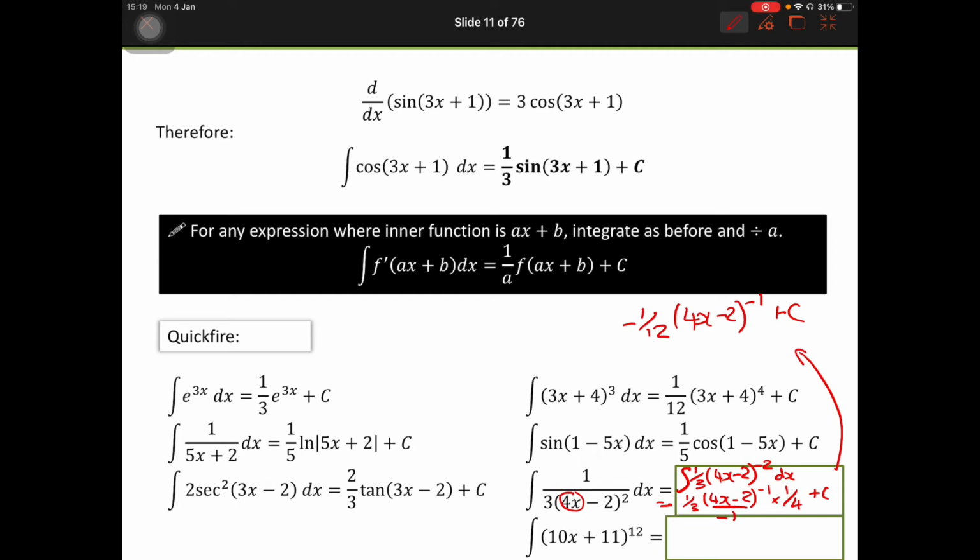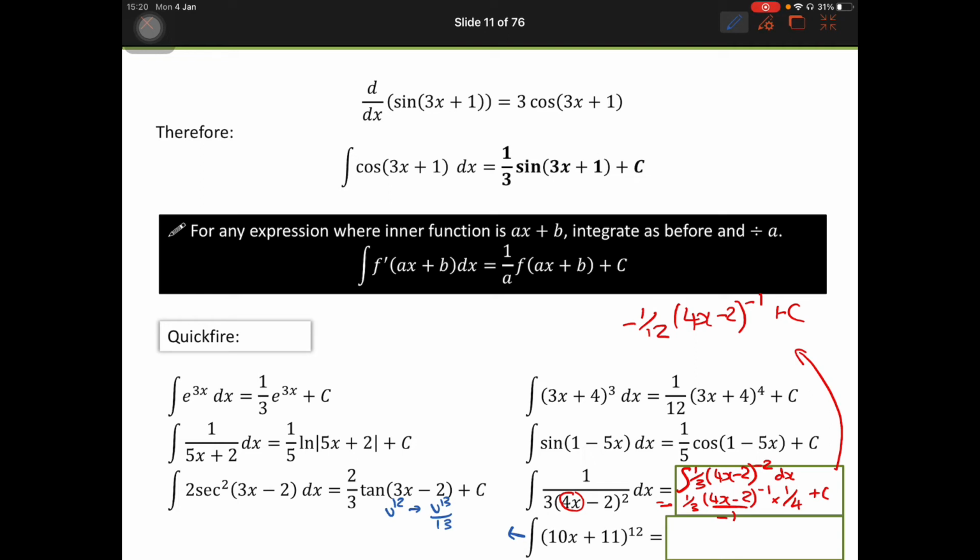Okay, then we make sure we substitute back in, but we have to remember to divide by whatever our coefficient of x was. Exactly the same idea with the last one. So with the very last one, again, let's imagine that it's u. So if it was u to the power of 12, add 1 to the power divided by the new power would be u to the 13 over 13.